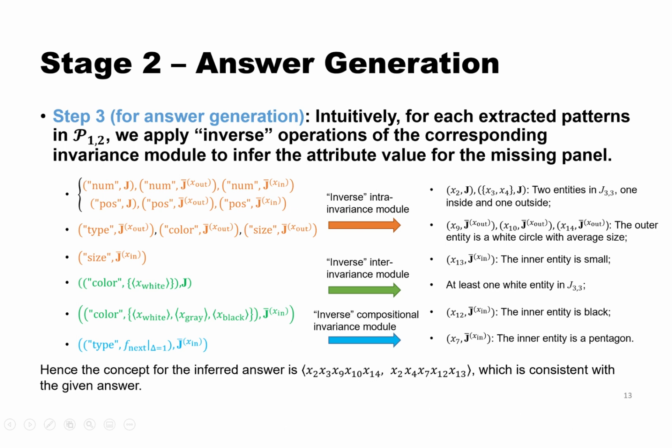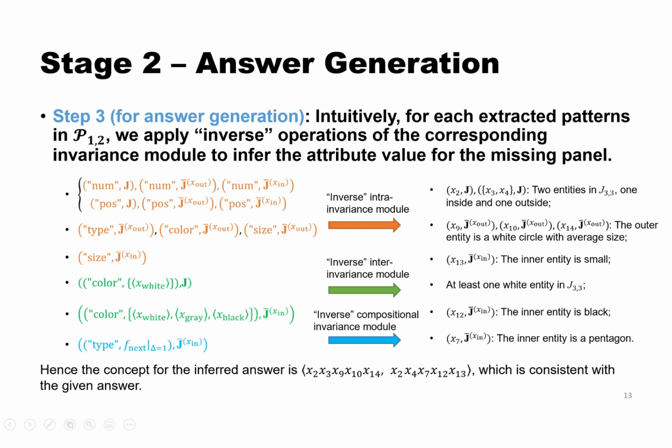For the answer generation task, we should generate answers without any given answer options. Since every pattern is extracted by one of the invariance modules, intuitively, we just need to apply the inverse invariance modules to the last row and infer the corresponding attribute values for the missing panel. For the algorithms of the inverse invariance modules, please refer to the appendix of our paper.